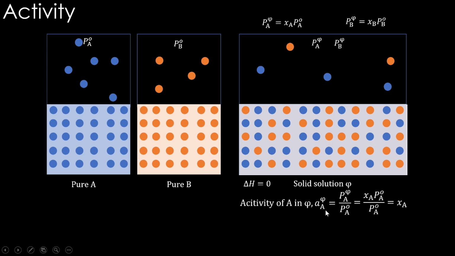It means that compared to its pure form, here activity of A in A, which is just PA standard by PA standard, is equal to 1. This is why we say activity of pure components is 1. So compared to this, here it has become a fraction. From 1 it has become a fraction. It means that the activity of A is now reduced compared to its pure form when it goes to the solution form. So in the pure form, the activity is 1, in the solution form it is just a fraction.